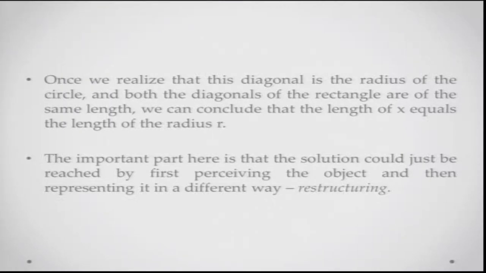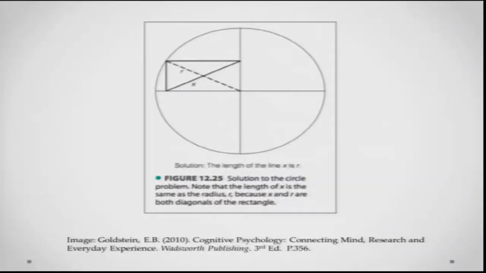So, the important aspect here is that the solution could be arrived at very quickly by first perceiving the object completely and then representing it in a slightly different way. This is what is referred to as restructuring. We talked about the representation part, and this is how the restructuring of that representation would lead you to an effective and quick solution. So, this is the solution. If you wanted a graphic aid, this is how you look at it, and you will see that r and x are exactly equal to each other.